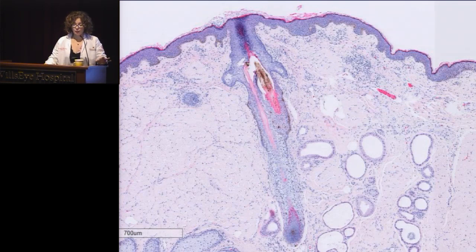So here we have the cilium, or the eyelash, and you can see that there are these pale glands which are going into the hair follicle. These are glands of Zeis, analogous to the meibomian glands. These are sebaceous glands associated with the cilia.